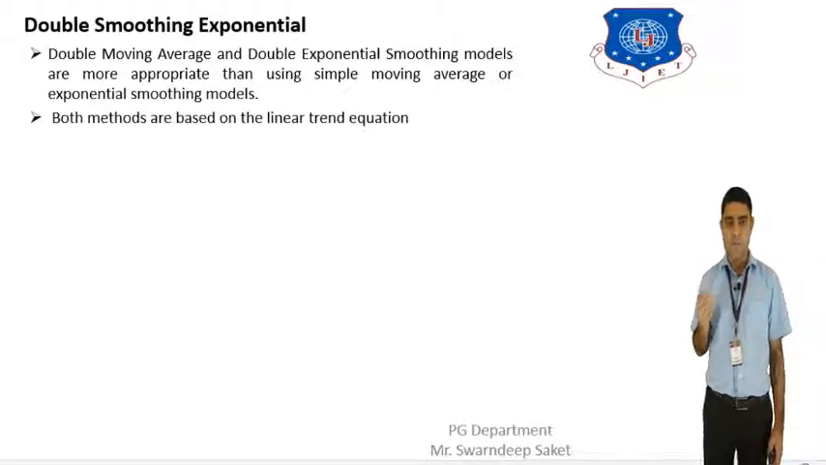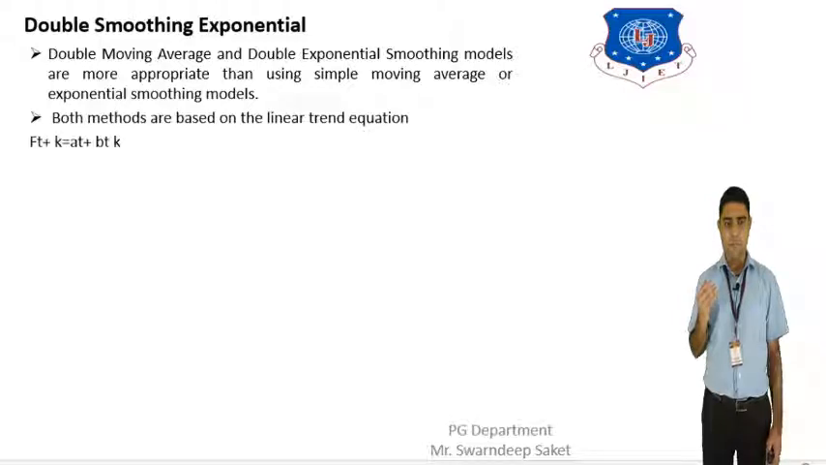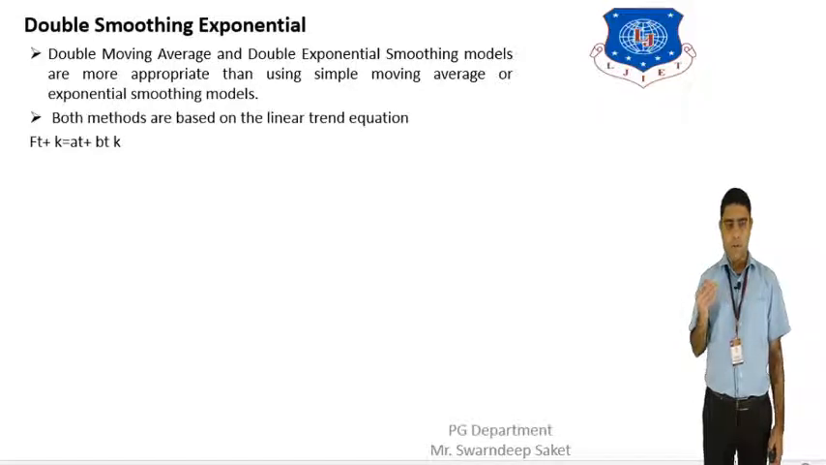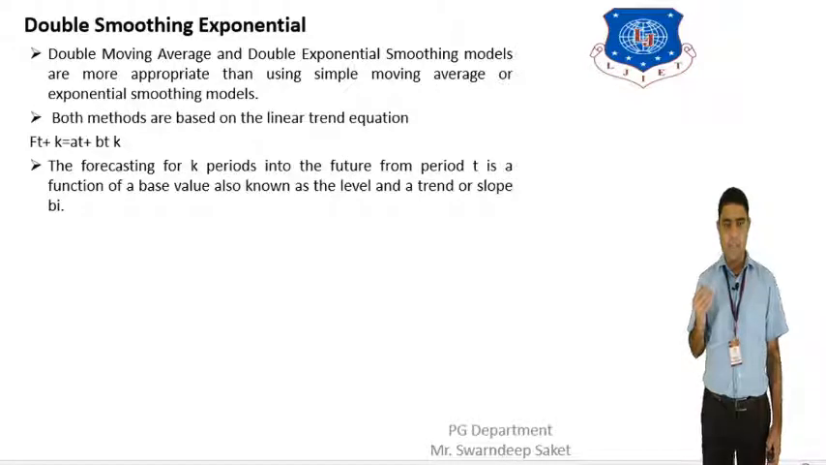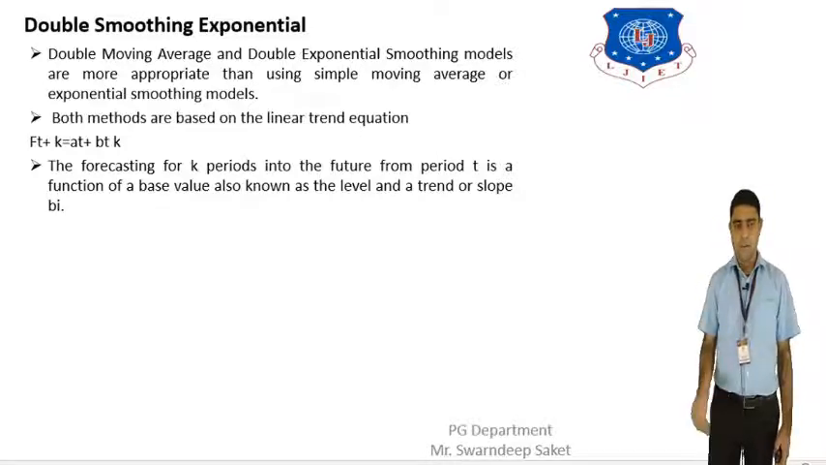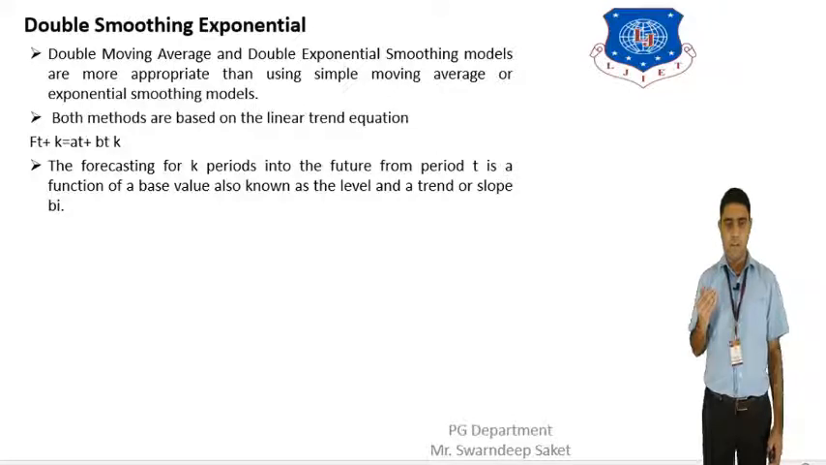So double moving average, where the moving average is done twice, and the double exponential method, both are based on the linear trend equation. The equation is F(t+k) = At + Bt × k, where k is the period for the forecasting, At is the base value, also known as level, and Bt is the trend or the slope. So this is the equation for the double exponential smoothing model.